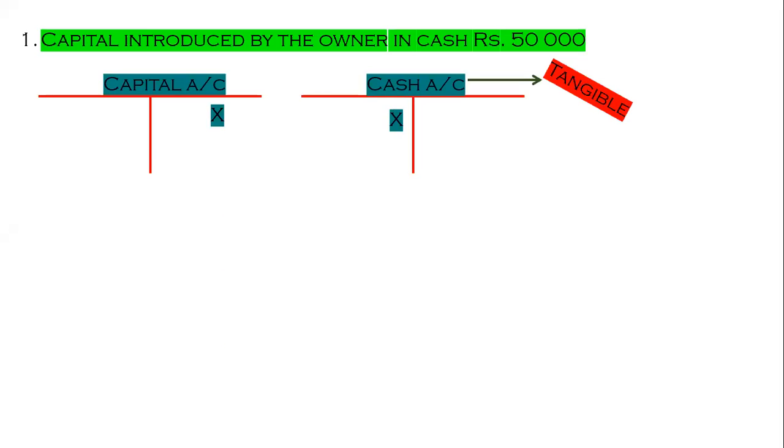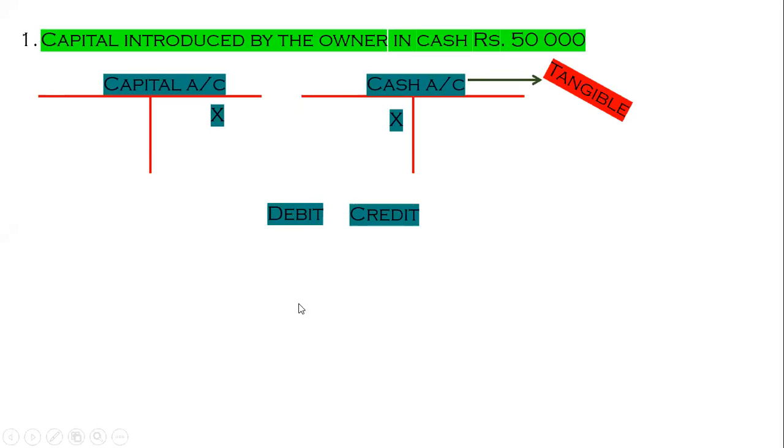When we are finding tangibles, debit, credit, that is no harm. Those are all rough working, where you can write debit, credit, it doesn't matter at all. But when you write the answer, debit should be written first.